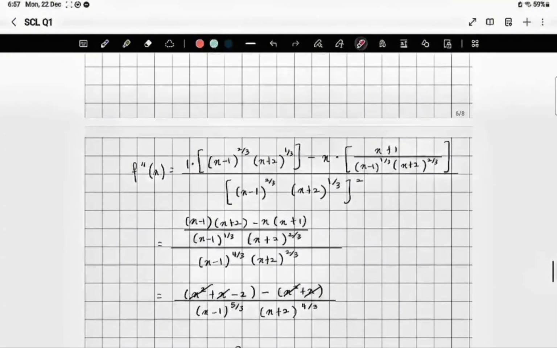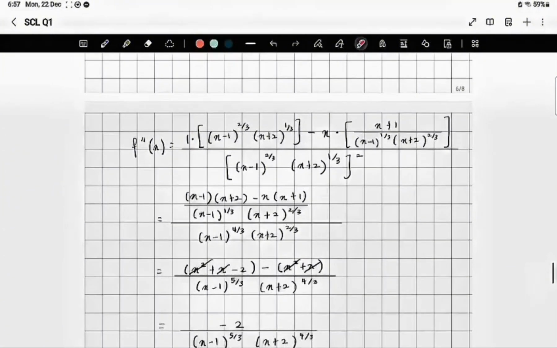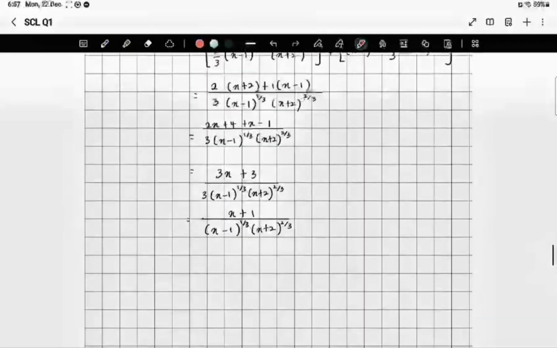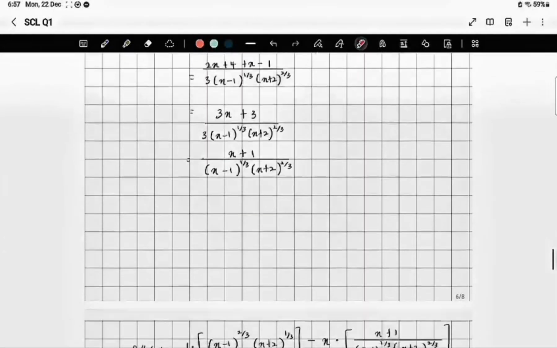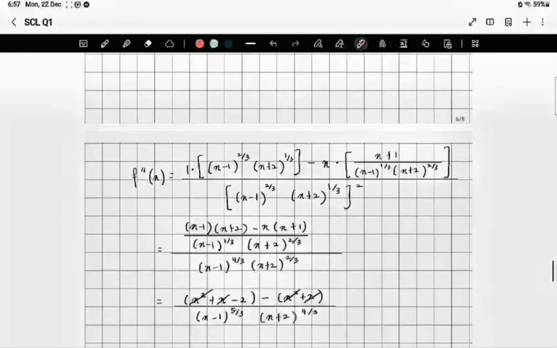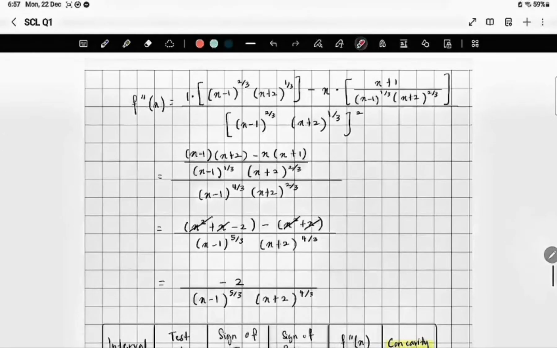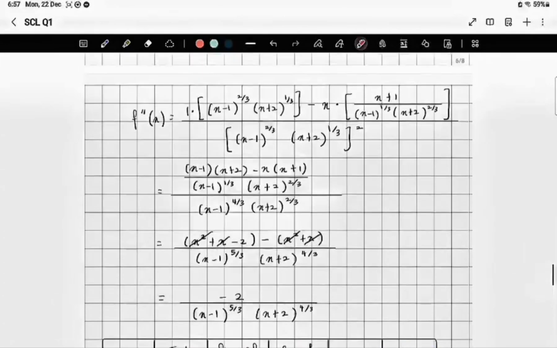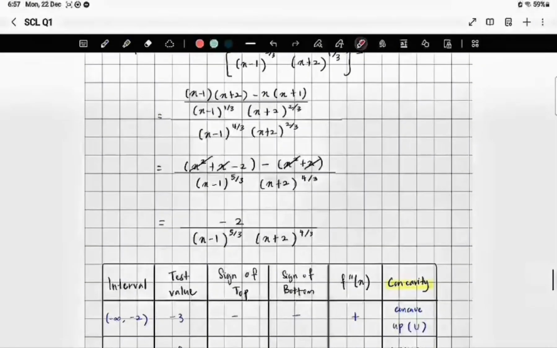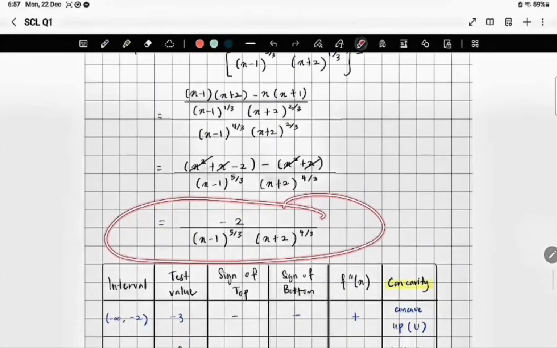After we get all that we need, we can enter it in the quotient rule like this. It was a bit complex, but in the end we finally get the answer like this.